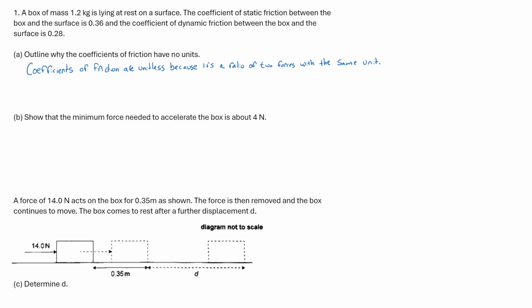For part A, we're asked to outline why the coefficients of friction have no units. Well, the coefficient of friction is defined as the ratio between the force of friction and the normal force. And what is the unit for the force of friction? Well, that is a Newton. And then what is the unit for the normal force? That is also a Newton. So the units cancel. And that is why the coefficient of friction is dimensionless.